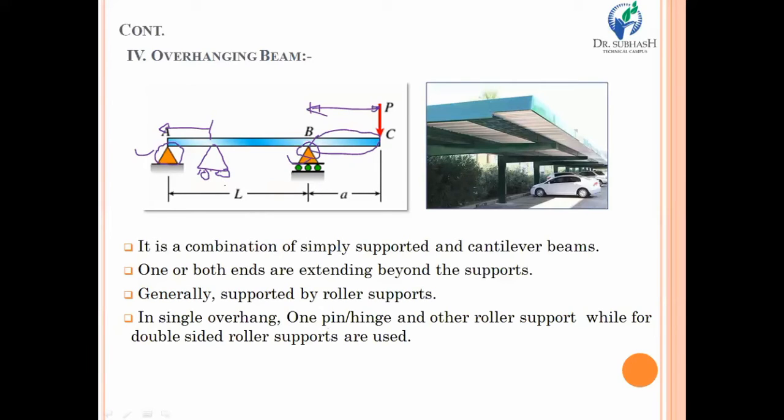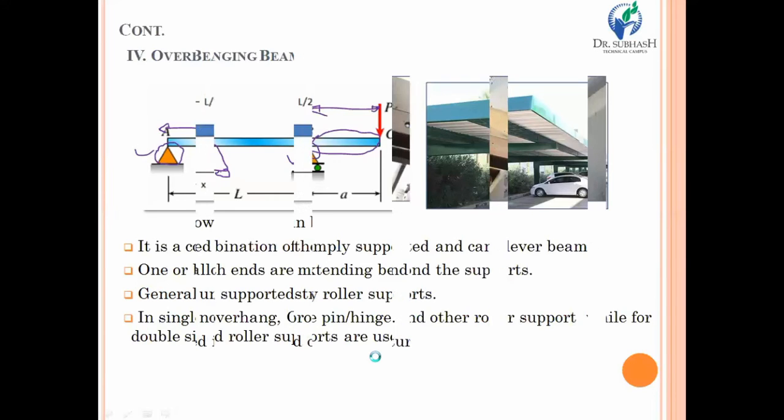So in case of the overhanging beam, if a beam is single overhang, then pin or hinge and roller support like that is used. But if both of the sides are overhanging, then the roller support must be used. So this is what about the overhanging beam.